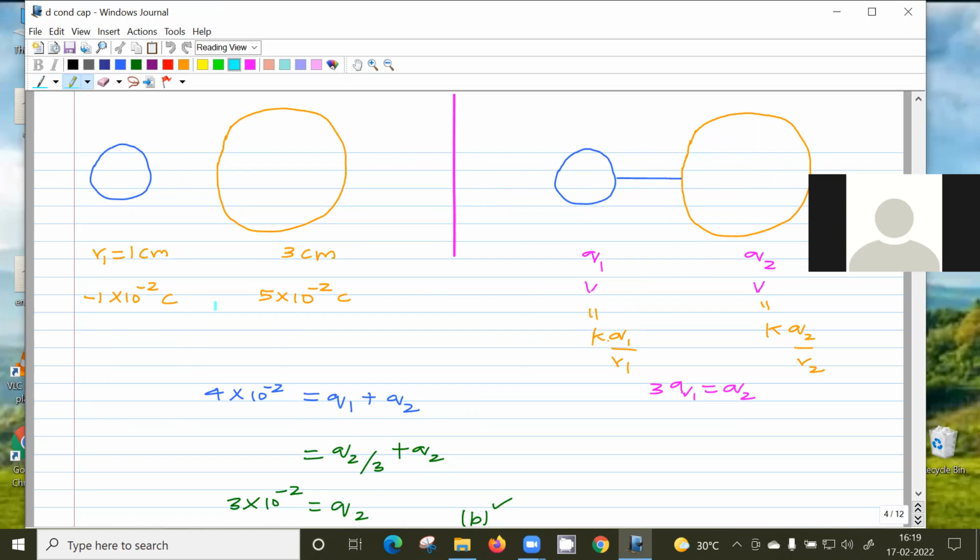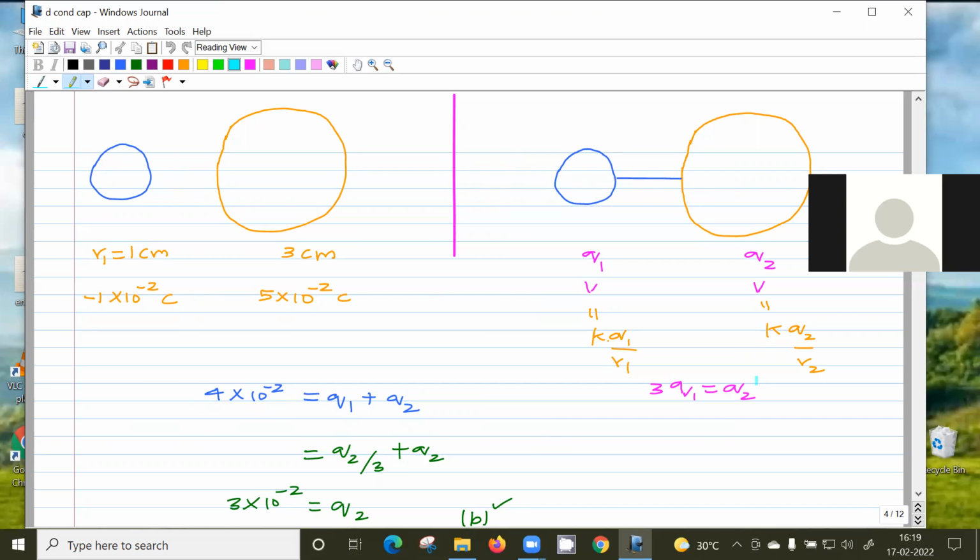Initial charge is -1 and 5. Now it will be Q1 and Q2. Can you relate Q1 and Q2 to these initial charges? Yes, sir. Conservation of charge. So the final total charge, which is Q1 plus Q2, should be the initial total charge. That is 4, right?